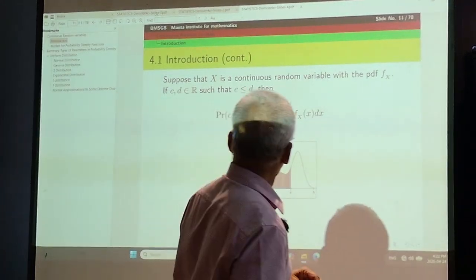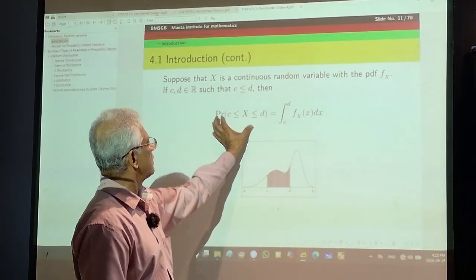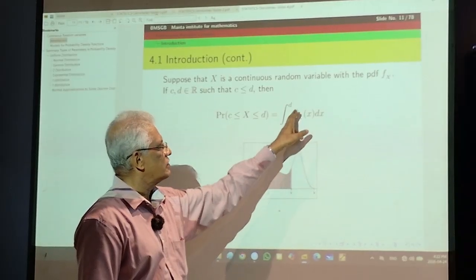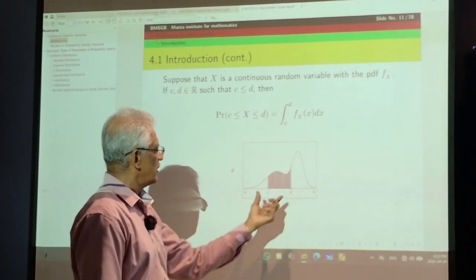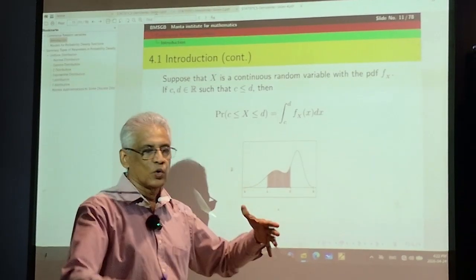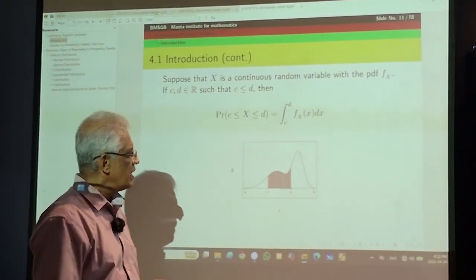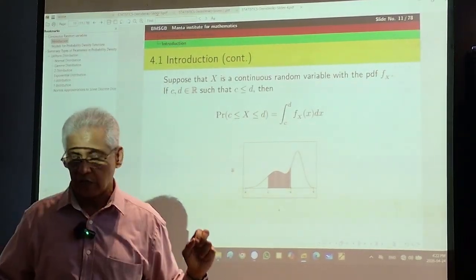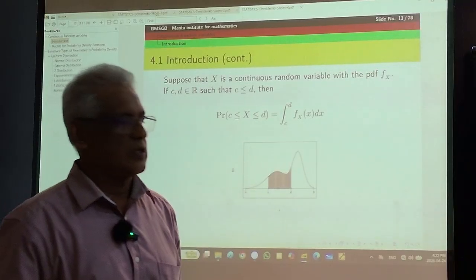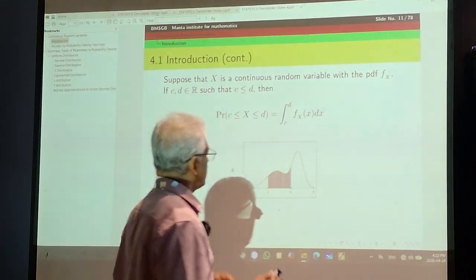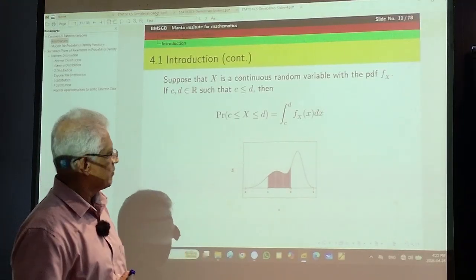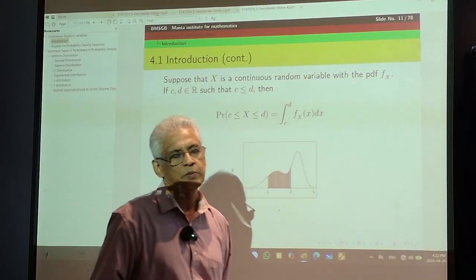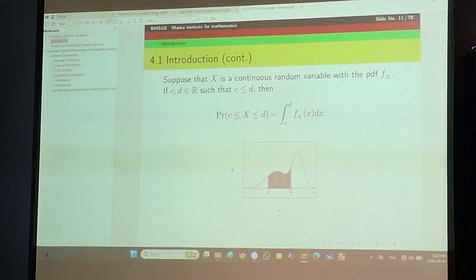But remember, the probability that X is between C and D, for example, is going to be the integration of the density function from C to D, right? Say the whole range may be A to B. In that case, the whole integration from A to B should be equal to 1. That is one important property that a density function should have. If it satisfies that property, then the probability in a given interval will be equal to the integration over that interval.